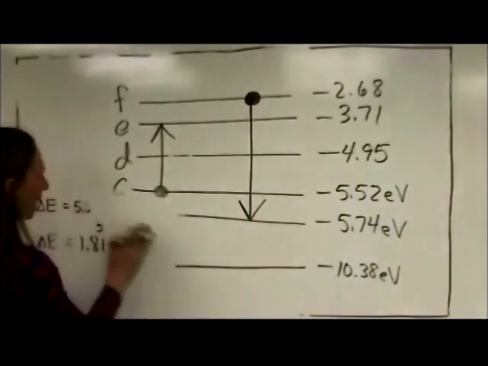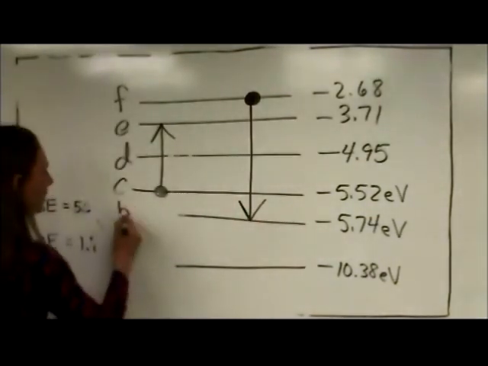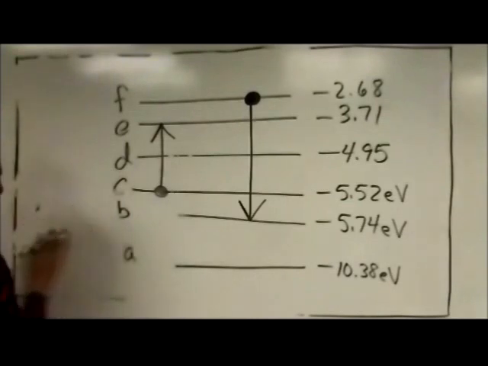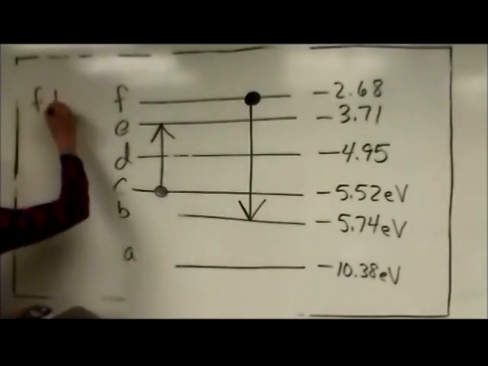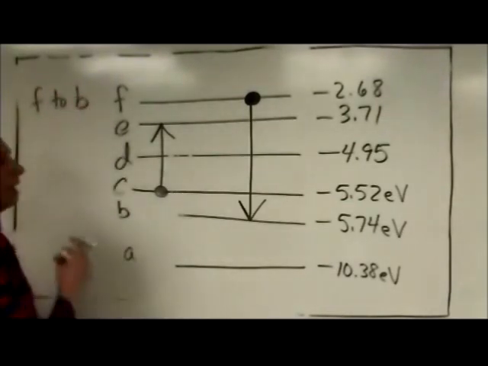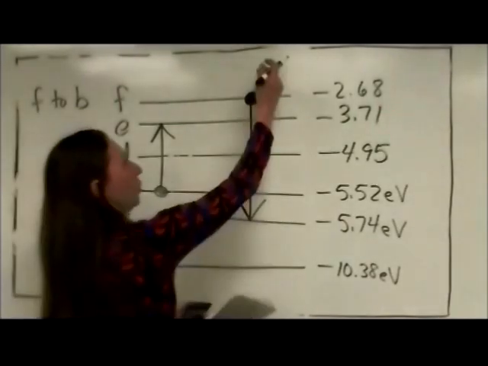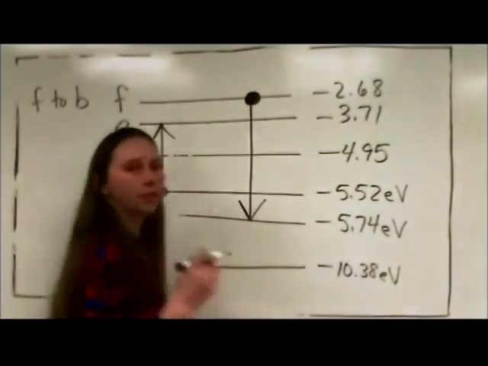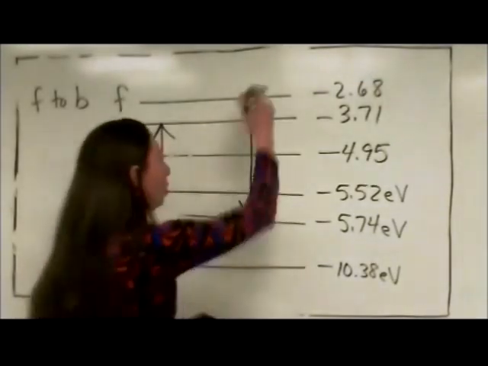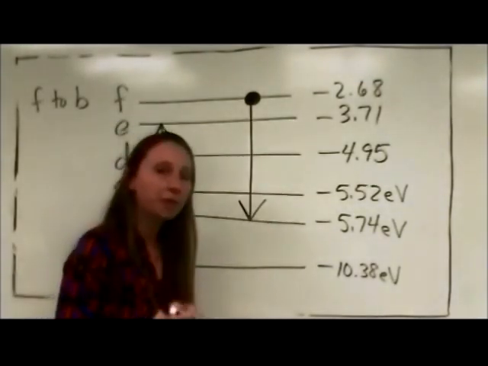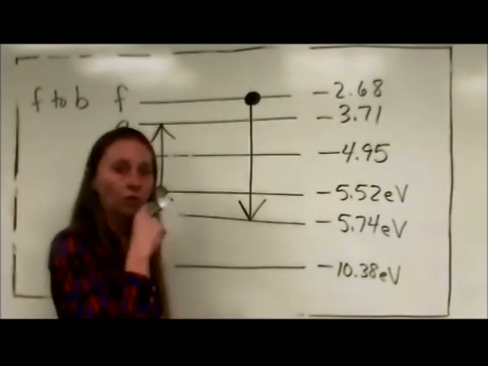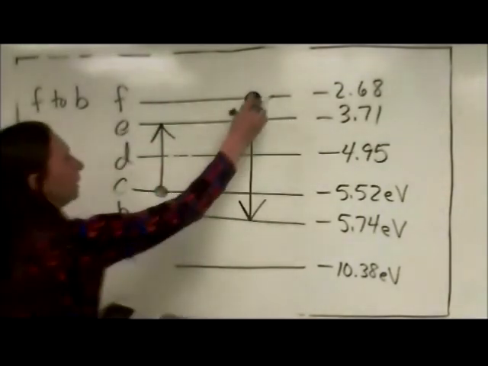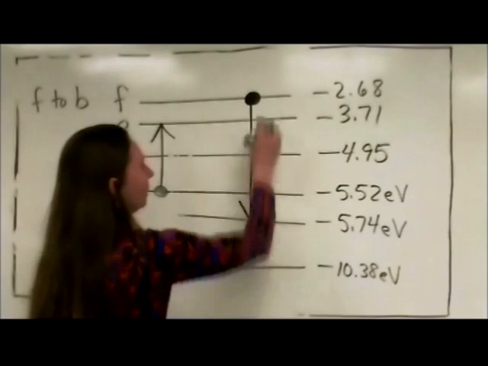All right, from F to B. Now, F to B. Again, watch the wording. It's going from a higher energy level to a lower energy level. Energy is being emitted. Now, when it's emitted, it has to be in the form of a photon, only a photon.